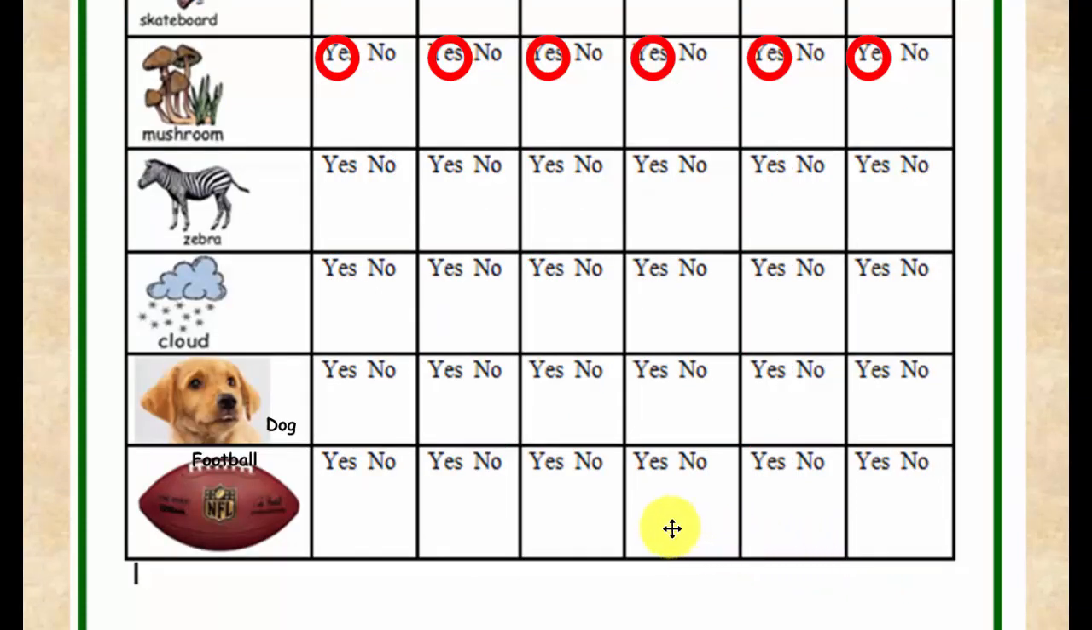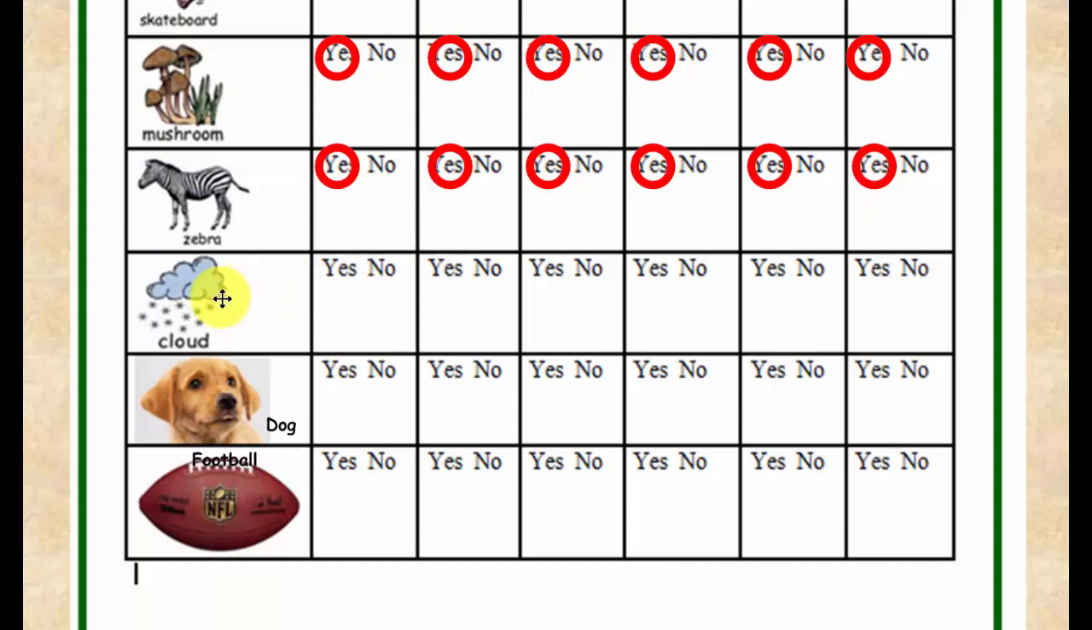Let's continue on. The zebra. Does the zebra need food and water? It most certainly does. Does the zebra need air? Yes, it does. Does it grow? Yes, it does. And does it reproduce? It most certainly does. And does it move? Yes, it does. So obviously with 5 yeses, it must be living.